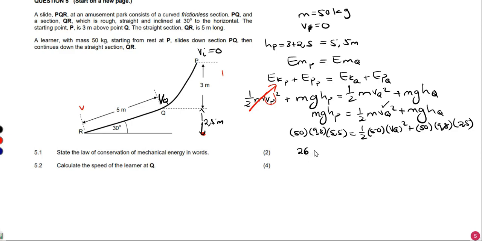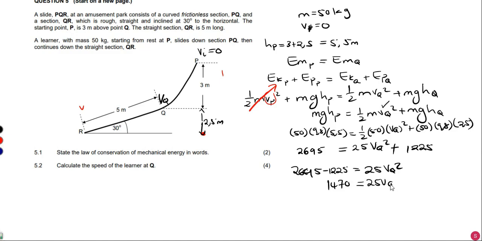The height at Q was calculated to be 2.5, right? So this gives us 2695, which equals half times 50. This is 25 v_q squared plus 1225. Now we transpose the 1225, so it's 2695 minus 1225, which equals 25 v_q squared. The rest is just algebra, right? This gives us 1470, which equals 25 v_q squared. Divide both sides by 25 to get 58.8, which equals v_q squared. So what's v_q? v_q is just the square root of 58.8, 7.67 meters per second.